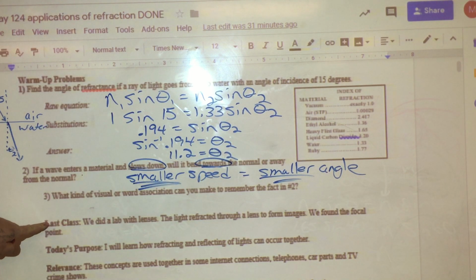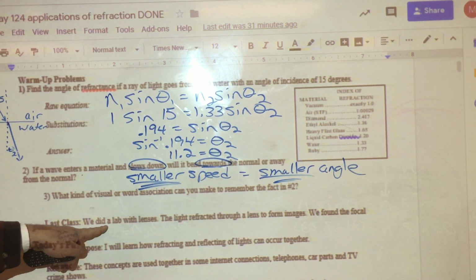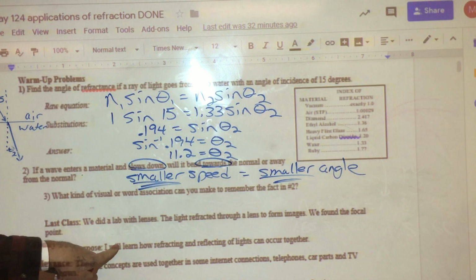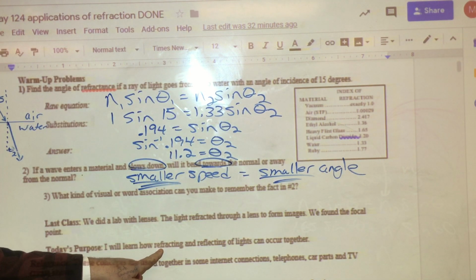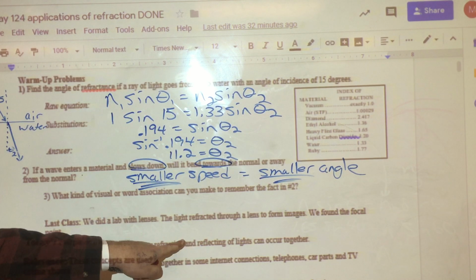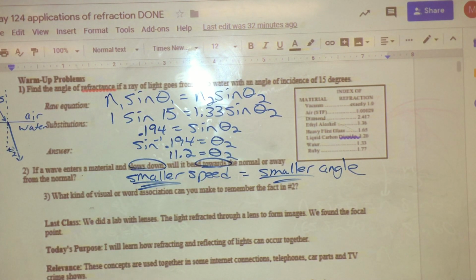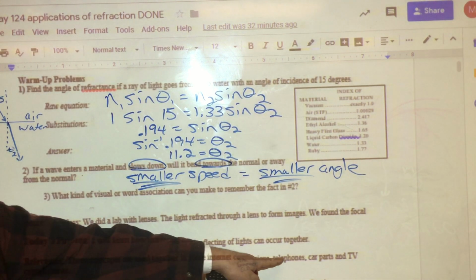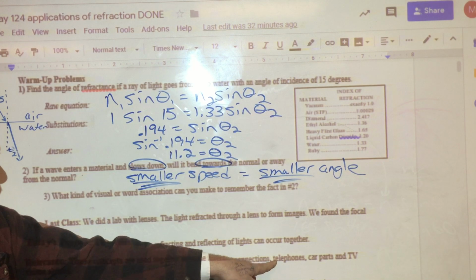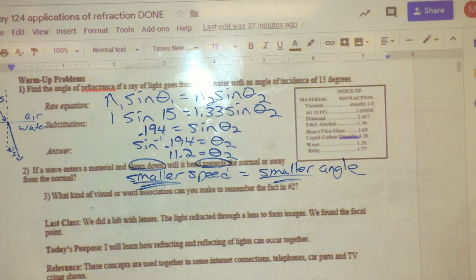Okay, last class, in day 123, we were supposed to have done a lab with lenses. Today's purpose, we're going to have a combination of refracting and reflecting in the same situation to produce some kind of effect. And we use this in telephone calls with our fiber optic system, and in TV crime shows when you see somebody in the interrogation room with a two-way mirror. That is using both refracting and reflecting.